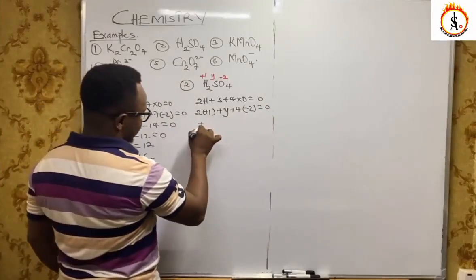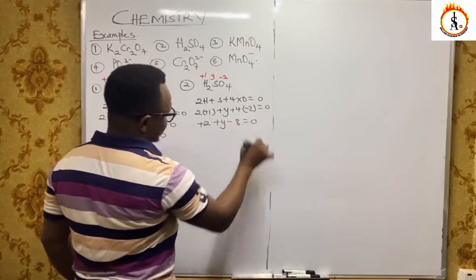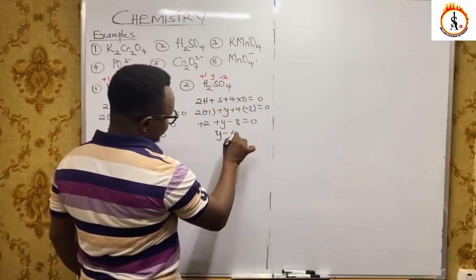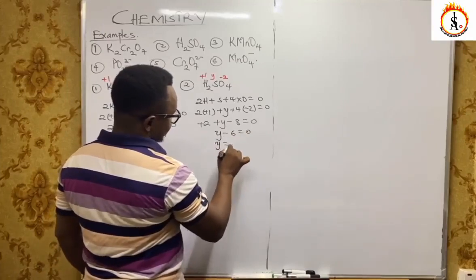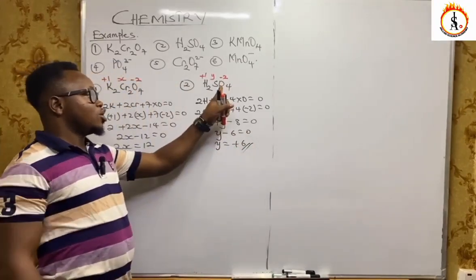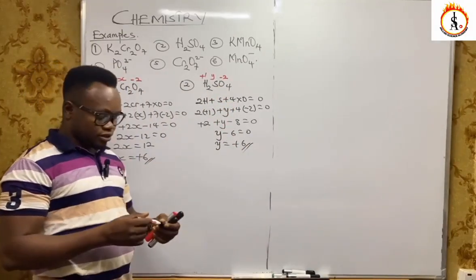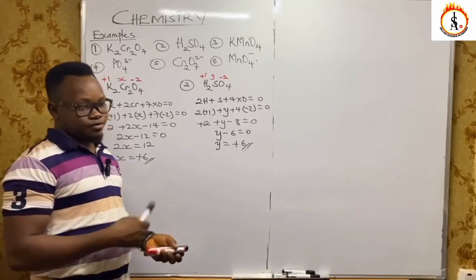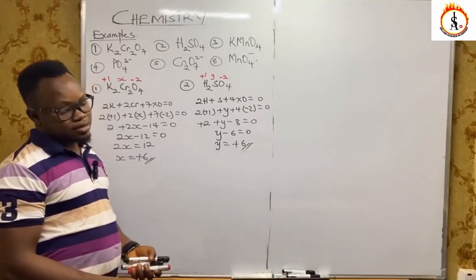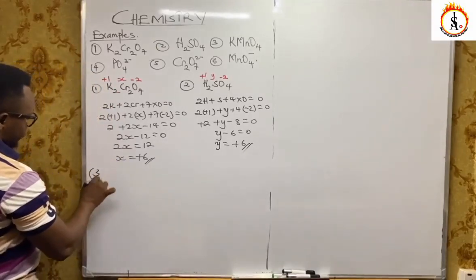So this will give us here +2 plus Y -8 is equal to 0. +2 minus 8 here gives us -6. So we have Y -6 is equal to 0. So Y will be equal to +6. So we can refer to this as tetraoxosulfate(VI) acid. We cannot say hydrogen tetraoxosulfate(VI), okay? For the IUPAC nomenclature, we say tetraoxosulfate(VI) acid. We go to example 3.